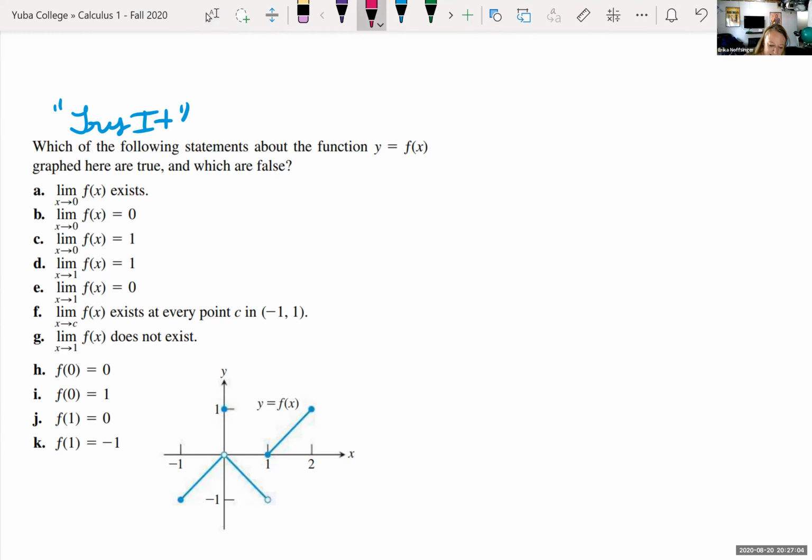So we have x approaching 0. We're coming in on the left-hand side, so approach it on the left. You come in and you get 0. This is y is 0, and on the right, you're also getting 0. And so it does exist, it's true. And if we were to answer it, your answer would be 0.